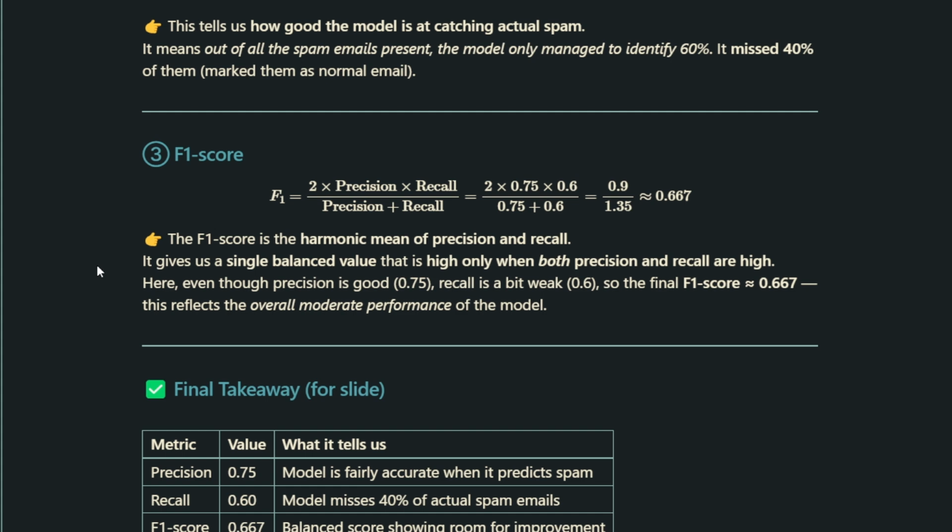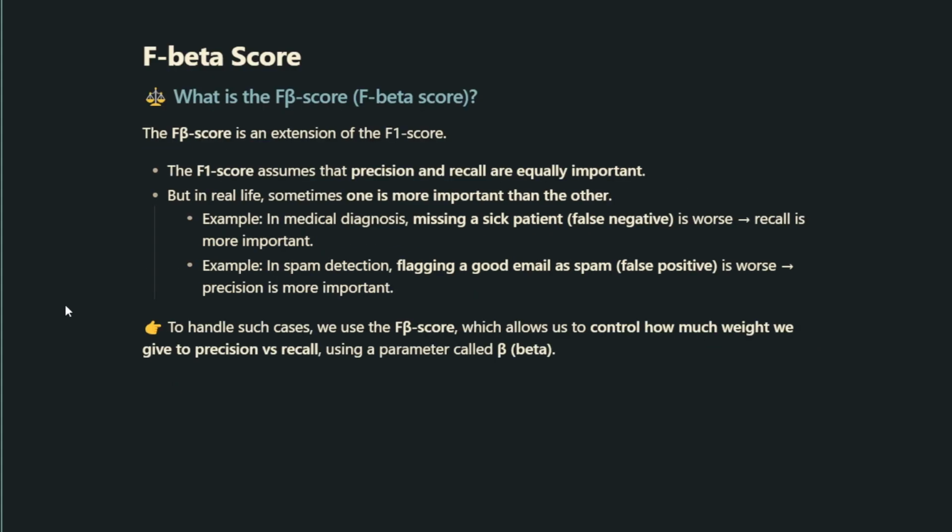So how do we handle these situations? That's where the F beta score comes in. The F beta score is just an extension of the F1 score, but it gives us the ability to control how much weight we give to precision versus recall using a parameter called beta. In simple terms, if beta is greater than 1, we care more about recall. If beta is less than 1, we care more about precision.